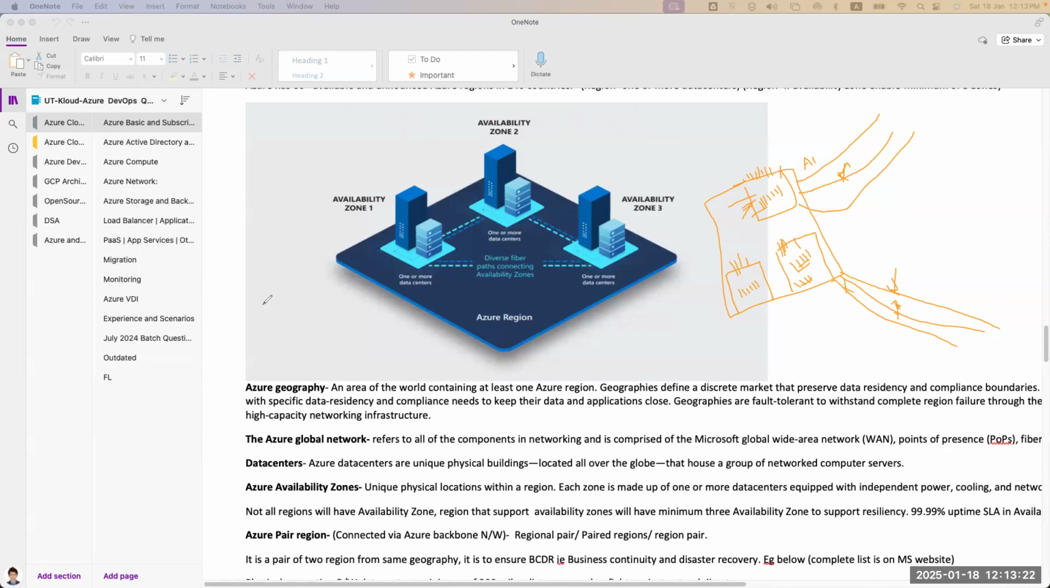Got it? So when you want to create an availability set, you have to create fault domain and update domain. So the definition of availability set, is this clear? Why do we use it? When will we use it? Is it clear? And fault domain. Are these things clear, guys? Yes. Okay.